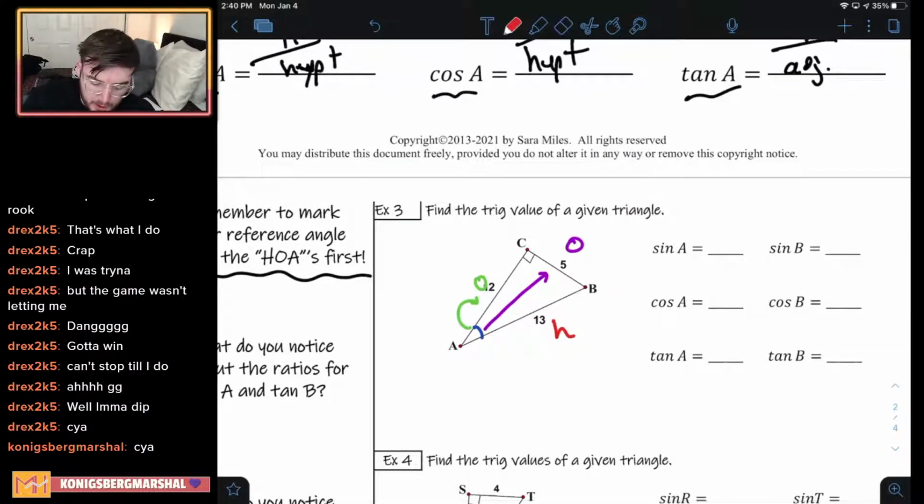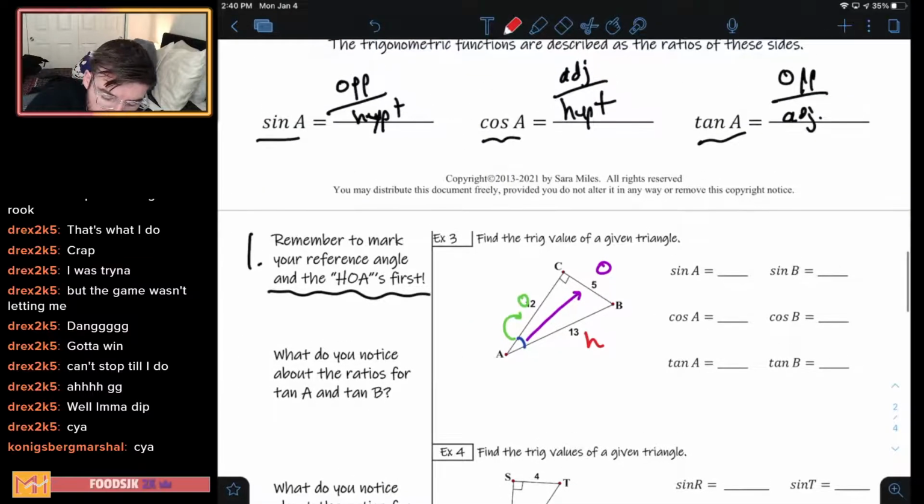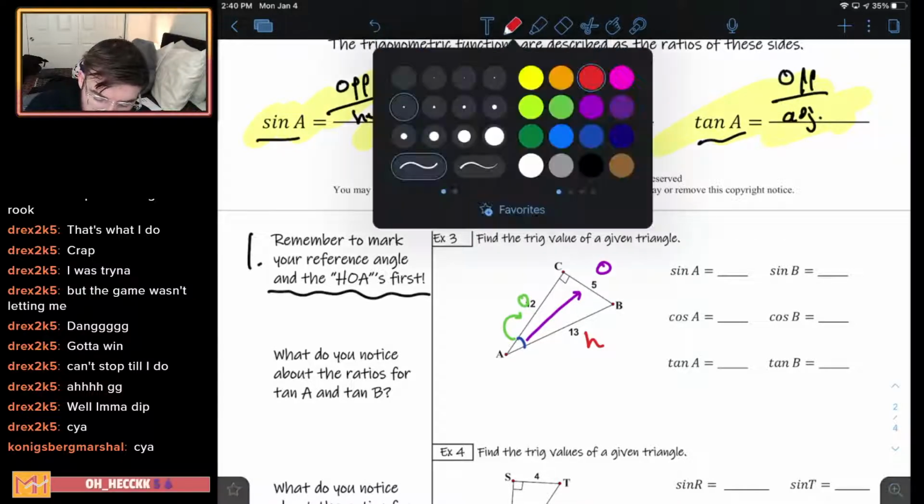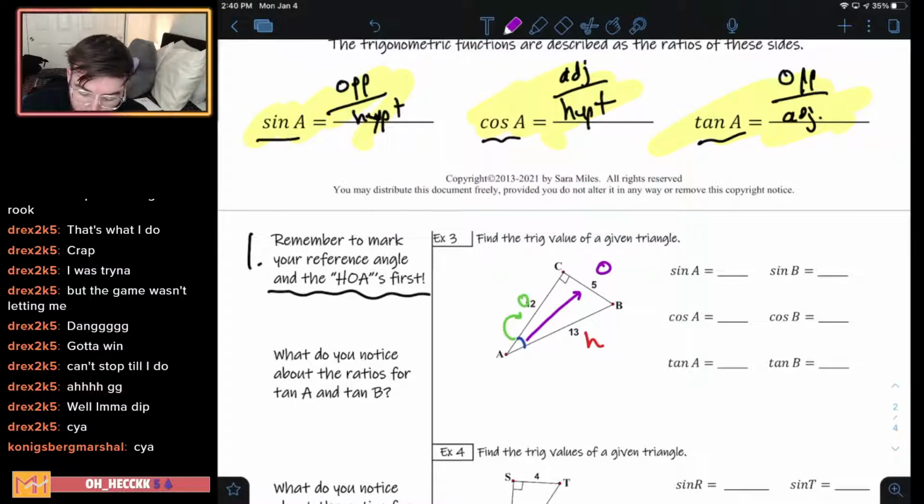So we label them first, and then we just use these formulas, if that's what you want to call them, to answer the next few questions. Sine is opposite, 5, over hypotenuse, 13. Cosine is adjacent, 12, over hypotenuse, 13. Tangent is opposite, 5, over adjacent, 12. Boom, there are my three answers.